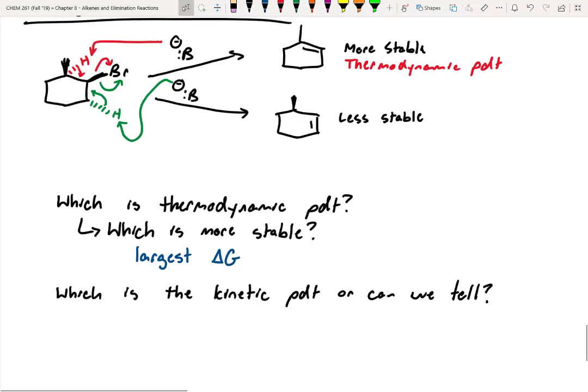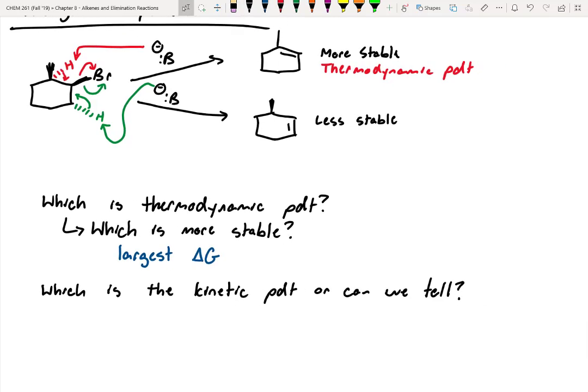All right, so let's go back. How do we define our kinetic product? Do we look at delta G? Activation energy. All right, so let's make a note on that. Which has the largest EA? What do we think? It's a little bit tricky. What's something I've kind of been omitting?